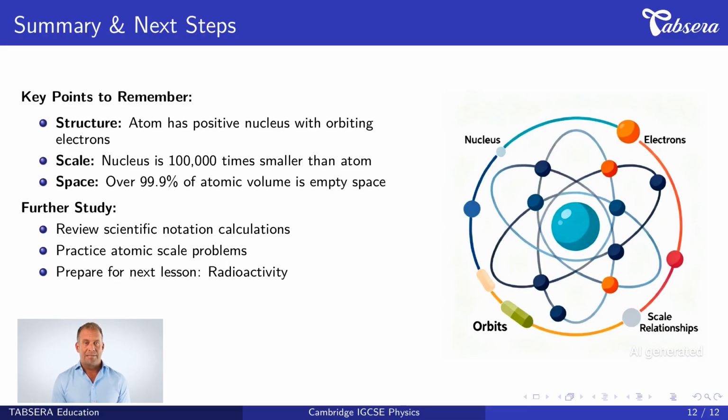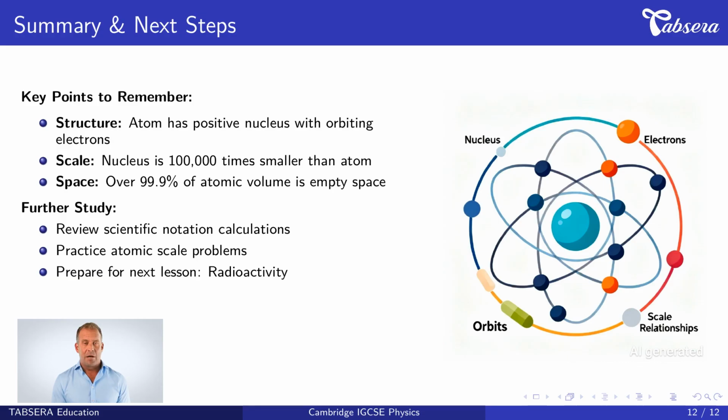Let's summarize today's lesson on atomic structure. The key points to remember are, first, atomic structure consists of a positive nucleus with orbiting electrons. The nucleus contains protons with positive charge, while electrons with negative charge orbit in energy levels around the nucleus. This model explains how atoms maintain electrical neutrality and chemical properties.